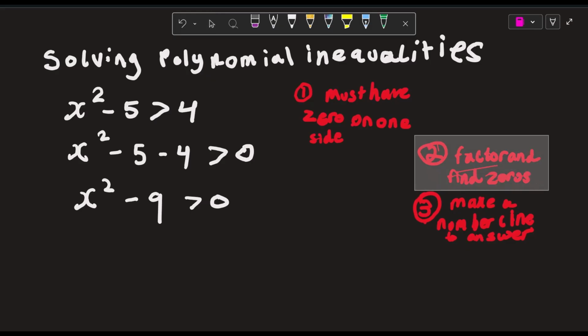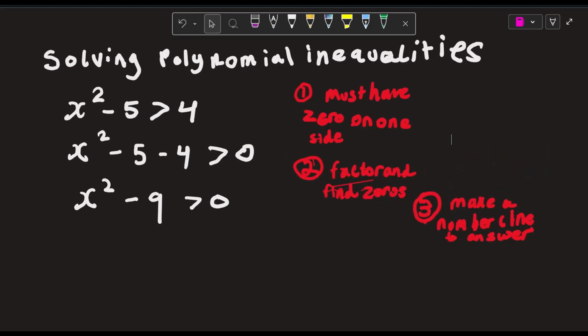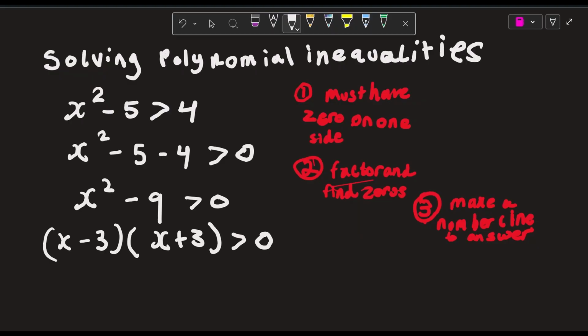find the zeros. So we can actually factor x squared minus 9 using the difference of squares, which would just be x plus 3 and x minus 3. And if we were to just take each of these different groups and make it equal to 0, our zeros would just be x is equal to minus 3 and 3.